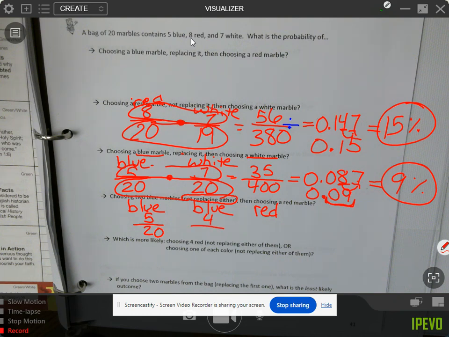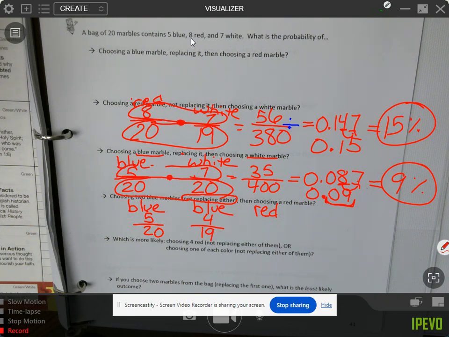And how many total possible are there? 19, because I didn't replace my blue marble. If the original number is 20, but you take 1 away, then it would be 19 if we don't replace. So you always have to check, am I replacing or not replacing? The directions will tell you in the question.